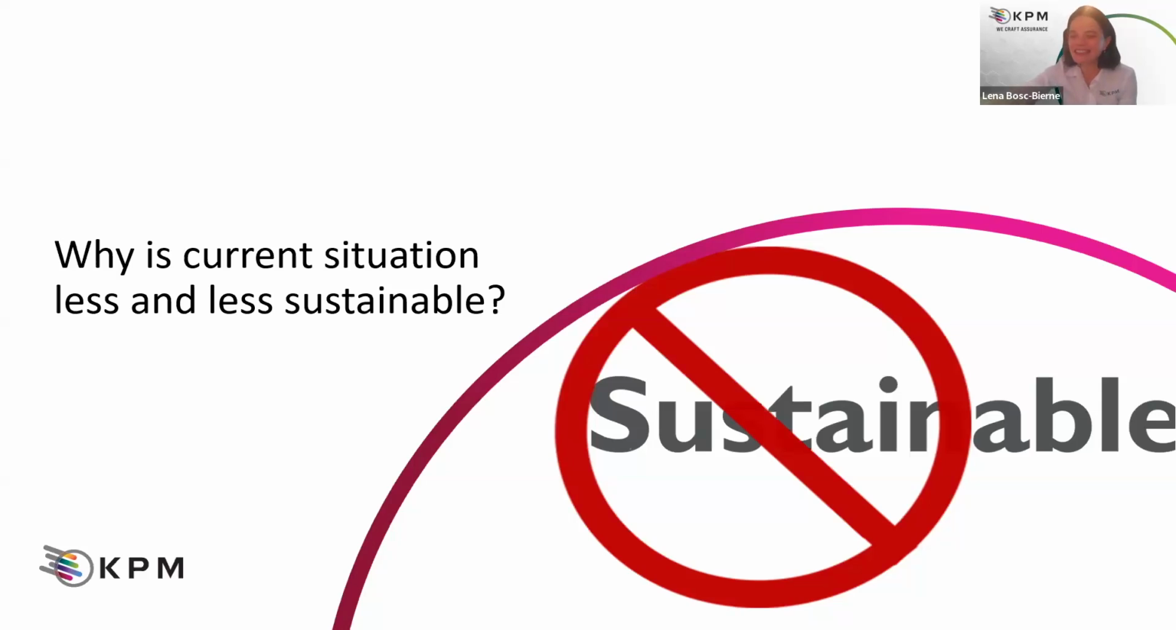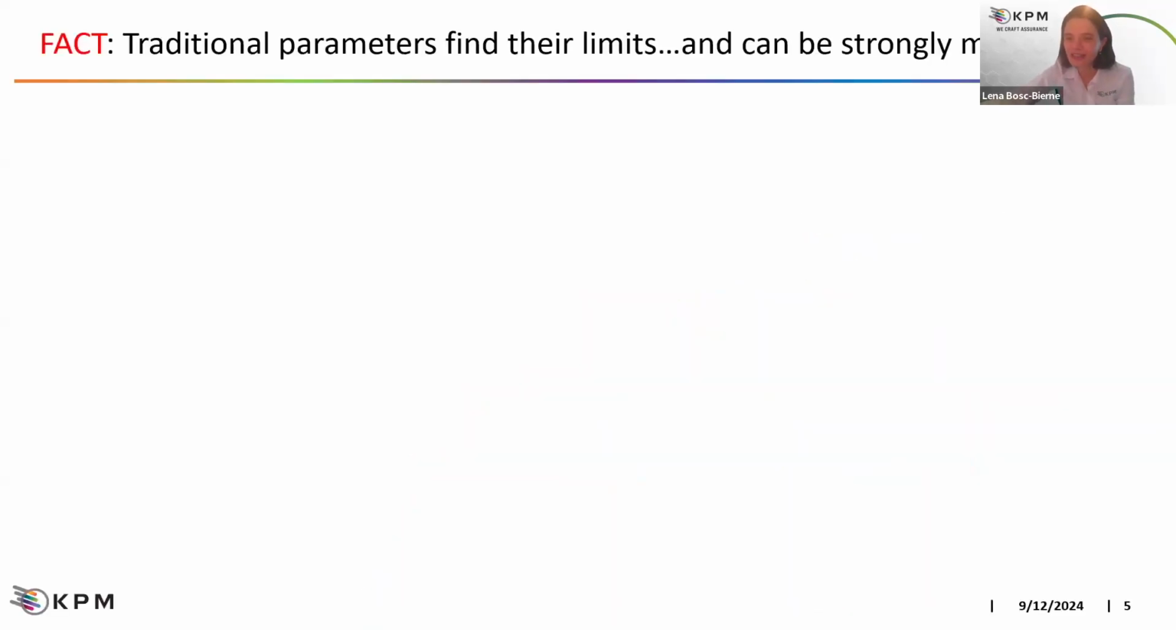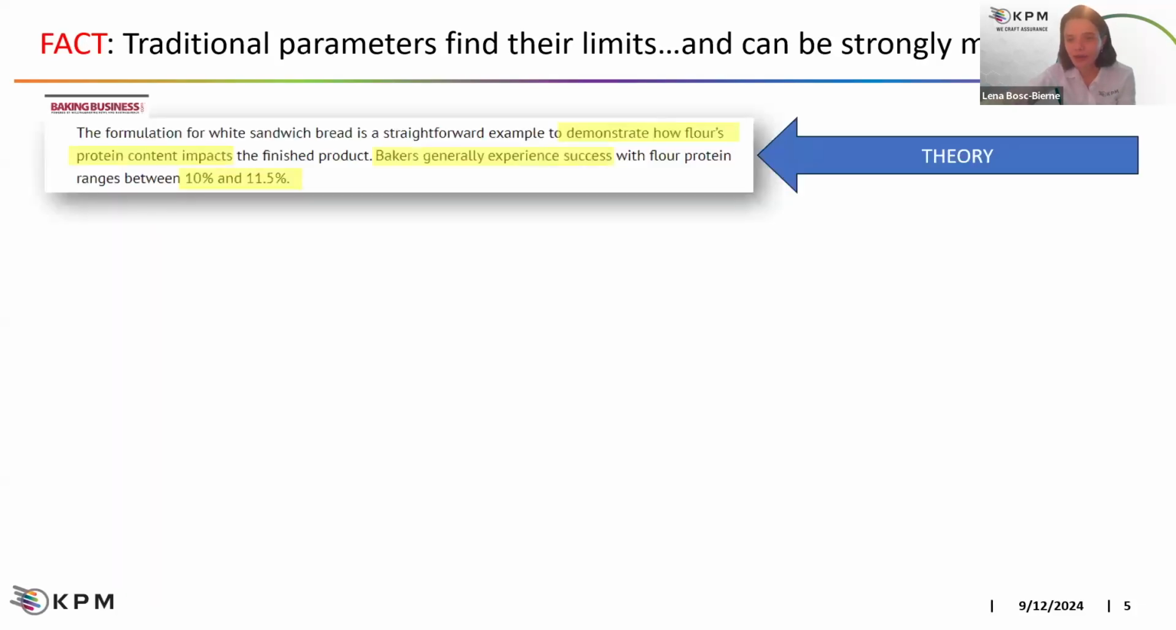But the point is that this situation is not sustainable anymore. And this is actually very well illustrated by a couple of facts. The first one is that what we learn at school, and what we can find in the literature, are common parameters to measure the quality of flours, and those standard parameters are becoming a little bit misleading.